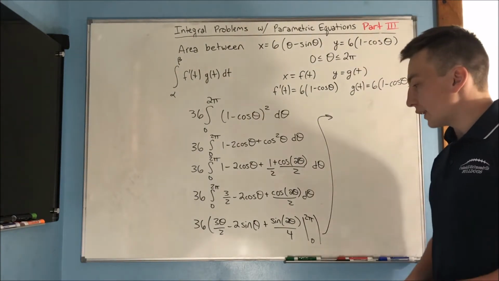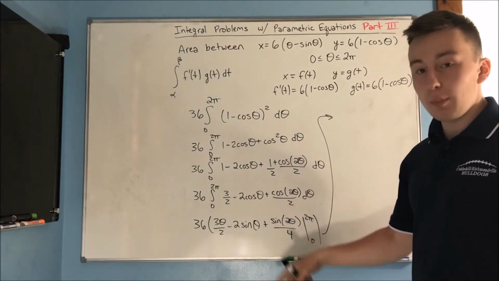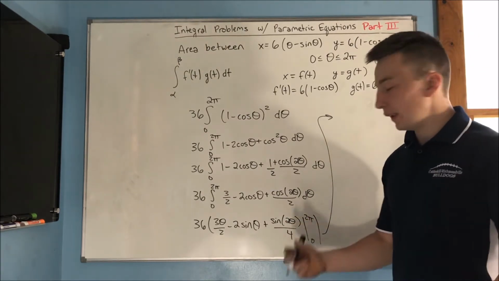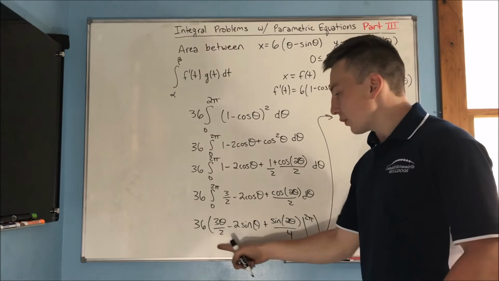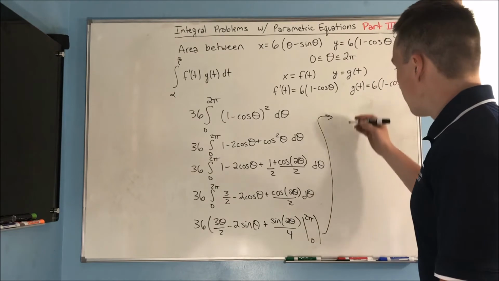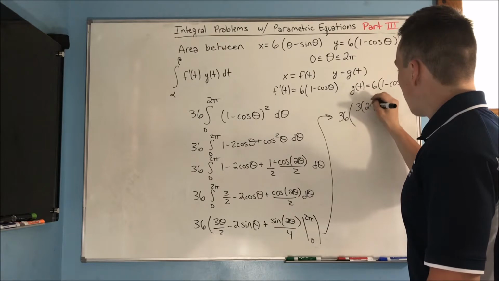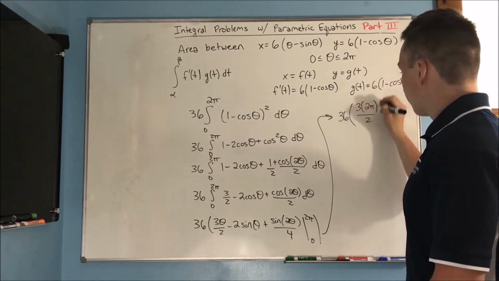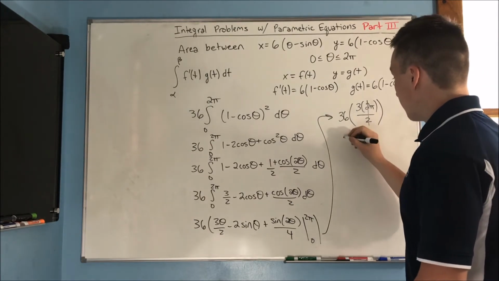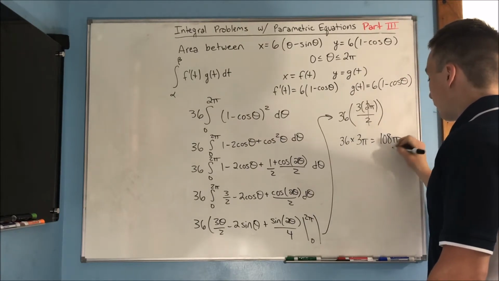Okay, and when you put in that 2 pi, this is going to go to 0 because sine of 2 pi is the same thing as sine of 0. And you get a sine of 4 pi here, which is also 0. So really the only thing that you need to worry about is plugging in 2 pi for this term and multiplying it by 36. Okay, so you literally get an answer of 36 times 3 times 2 pi over 2. Okay, and of course the 2's cancel out, so you get 36 times 3 pi, which is going to be 108 pi. And that's your answer.